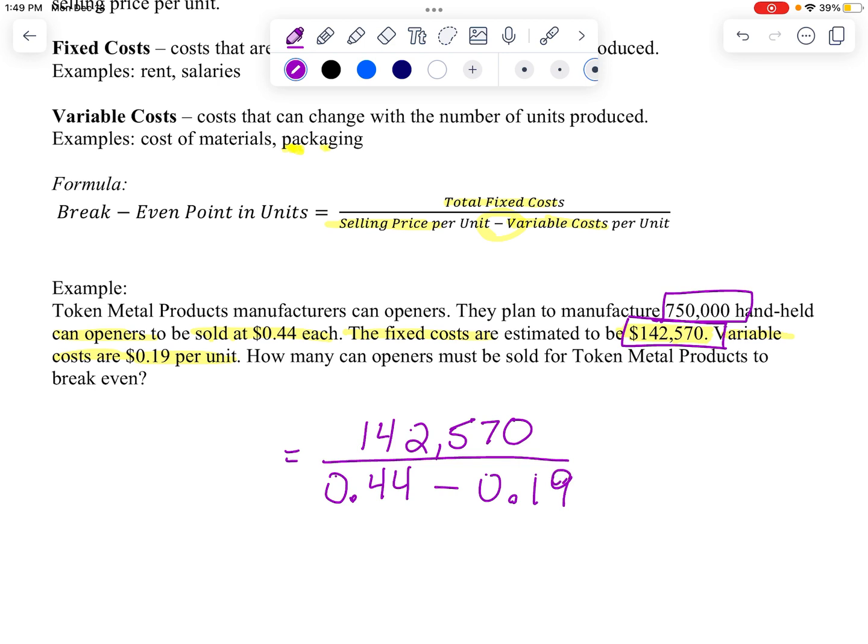I'm going to pause. Go ahead and write this down so everyone has it.